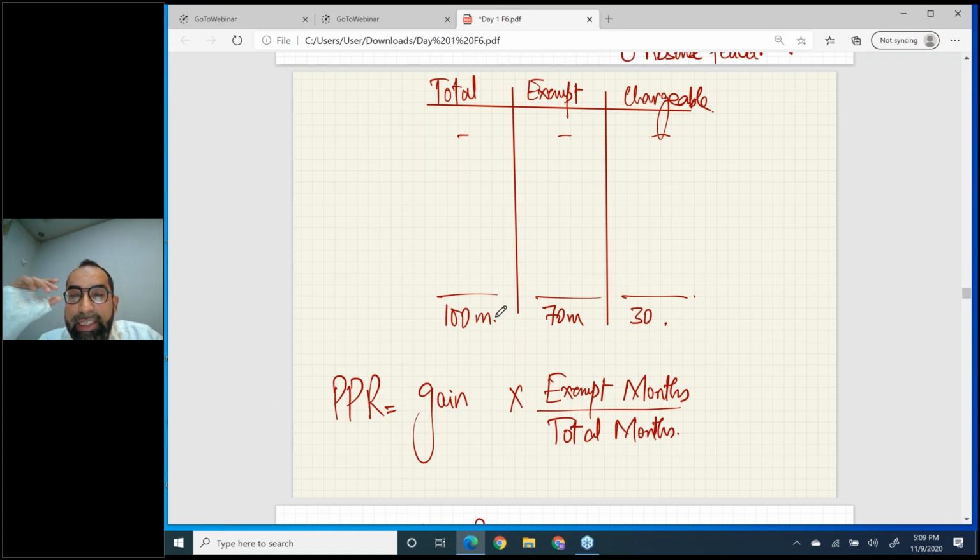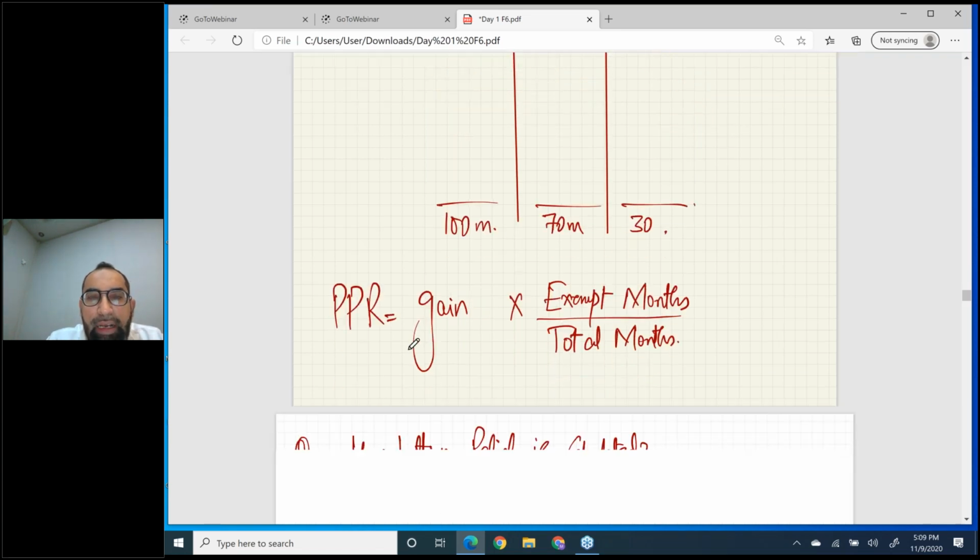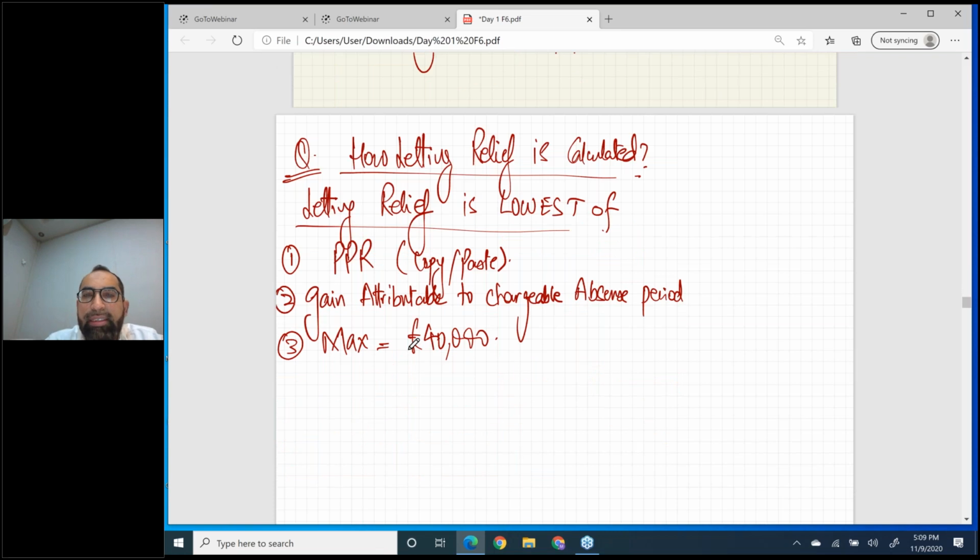Gain multiplied by exempt months divided by total months. Now, how do we calculate letting relief? This is the formula for letting relief. Always for letting relief you have to calculate three things. The first thing is PPR, which you have already computed. Just copy paste.